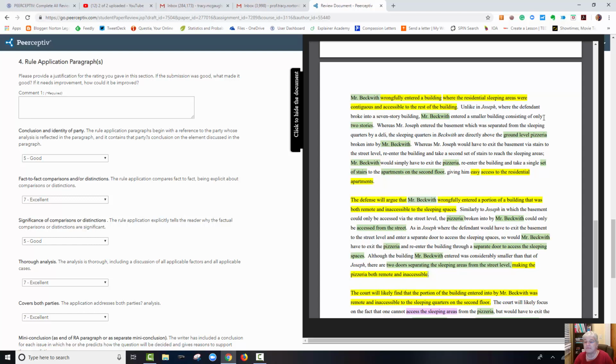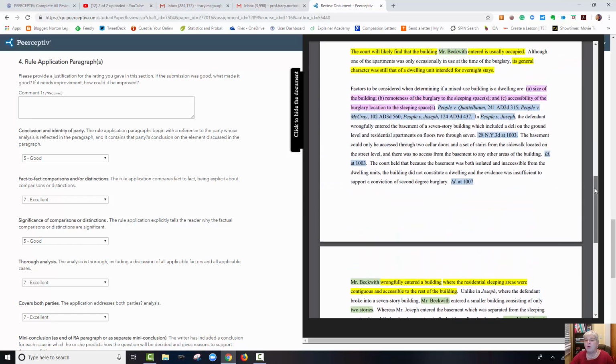Whereas Mr. Joseph would have to exit the basement via stairs to the street level, re-enter the building, and take a second set of stairs to reach the sleeping areas, Mr. Beckwith would simply have to exit the pizzeria, re-enter the building, and take a single set of stairs to the apartments, giving him easy access to the residential apartments.